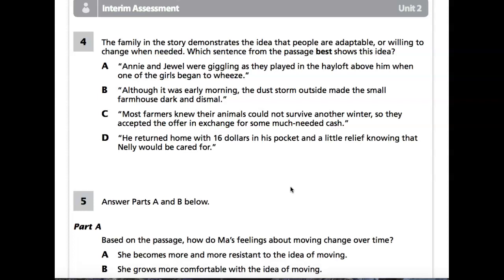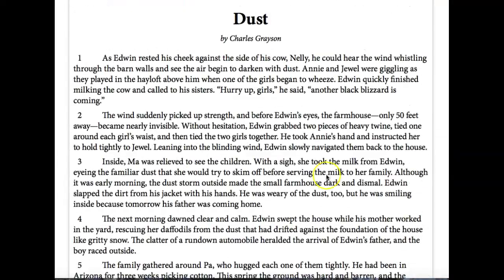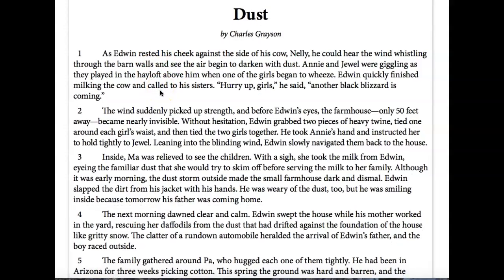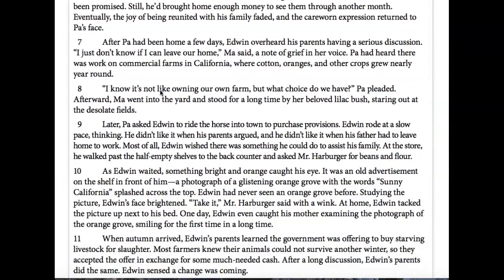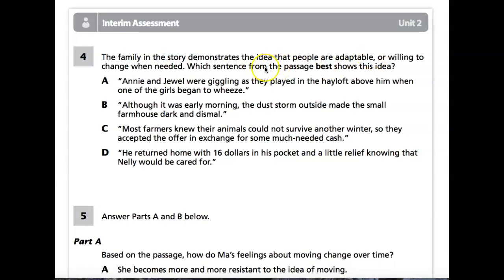All right, so in this story, it demonstrates the idea that people are willing to change when needed. Which sentence from the passage shows that? Remember, let's look back here for a minute. See, at the very beginning, you can see here, as Edwin rested his cheek against the side of his cow, Nellie, he could hear the wind whistling through the barn walls. Okay, so he takes care of this cow. He milks this cow. He probably loves the cow, but he had to think about what would help his family the most. So that would get them through this very, very difficult situation.